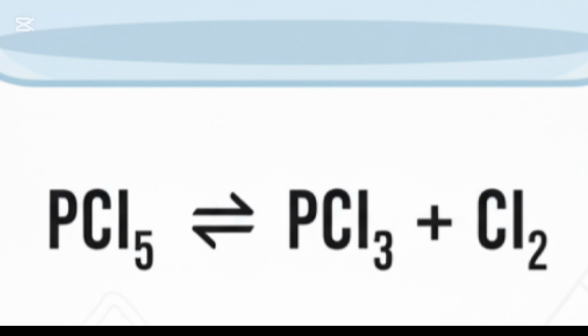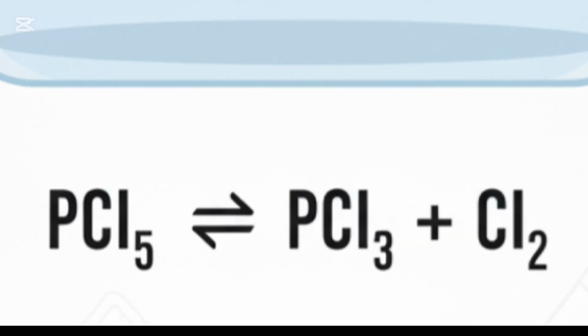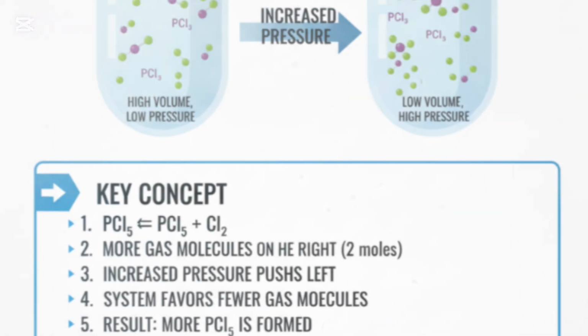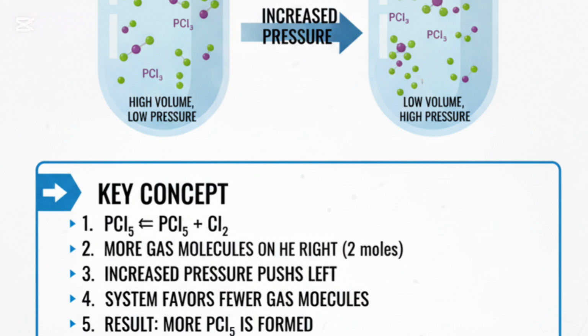Let's take an example, the reversible reaction of phosphorus pentachloride, PCl₅. Equation: PCl₅(g) ⇌ PCl₃(g) + Cl₂(g). In this reaction, 1 mole of gaseous reactant, PCl₅, produces 2 moles of gaseous products, PCl₃ and Cl₂. This reaction is endothermic, which means it absorbs heat in the forward direction. Now, let's predict what happens when different conditions are changed.